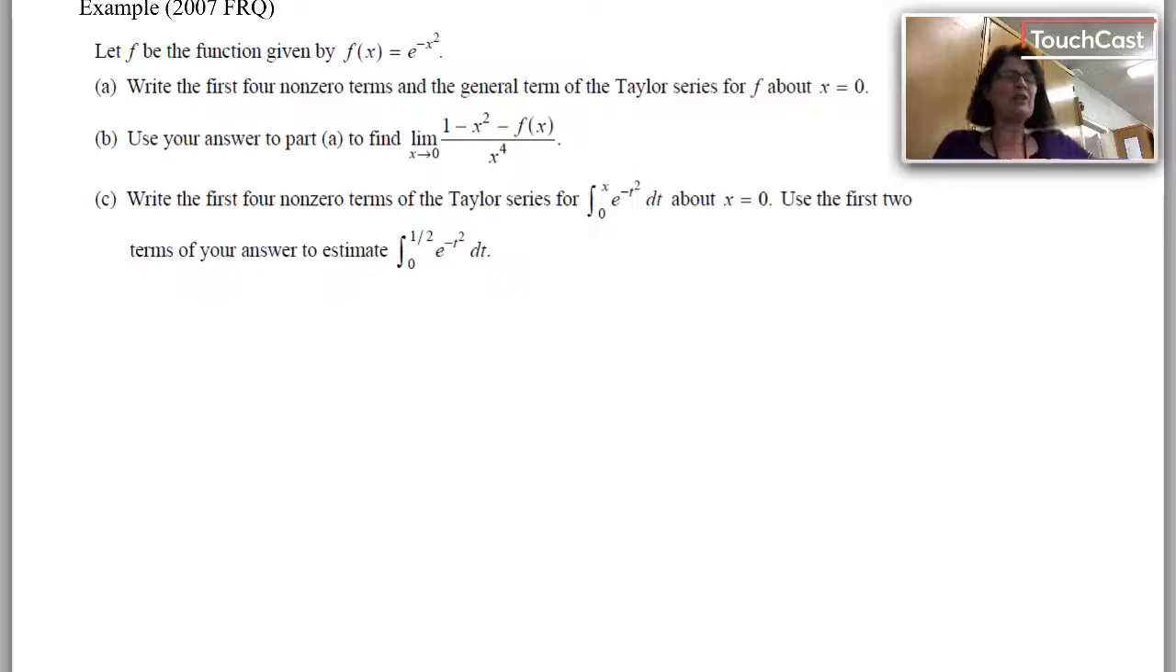All right, so here we go. I've got a new function. I've got f of x is e to the negative x squared. And I'm going to ask to write the first 4 non-zero terms and the general term, that's pretty normal, of the Taylor series for f.